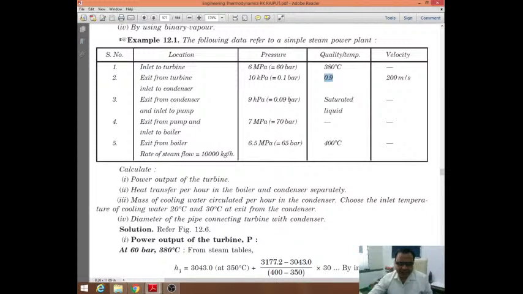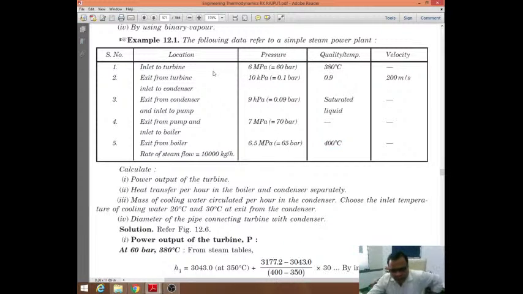Exit from the condenser is at the same pressure, with a slight reduction in pressure: instead of 10 kPa, there is 9 kPa, that is 0.09 bar, and it is coming out as a saturated liquid. And exit from the pump and inlet to the boiler, once again the pressure has increased up to 70 bar. Okay, and exit from the boiler, it is coming out at 65 bar, meaning there is a 5 bar reduction in pressure in the boiler. And when it is coming out from the boiler, it is at 400 degrees Celsius, and when it is entering the turbine, it is 300.